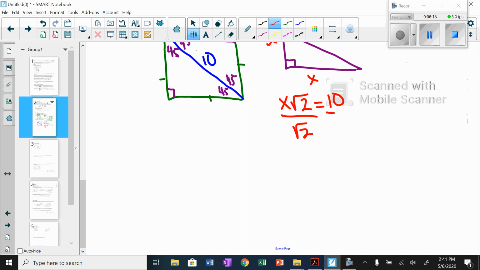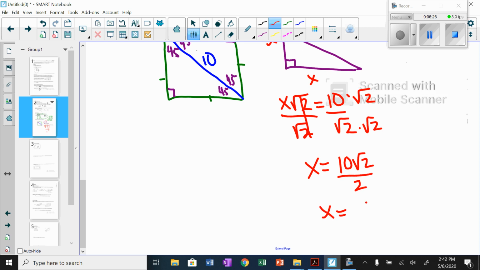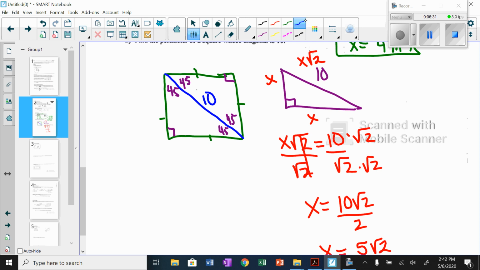Divide by root 2 on both sides, then rationalize. We are going to get x is equal to 10 root 2 over 2, which simplifies down to 5 root 2. So that means one of these sides is 5 root 2, which means all the sides are 5 root 2.